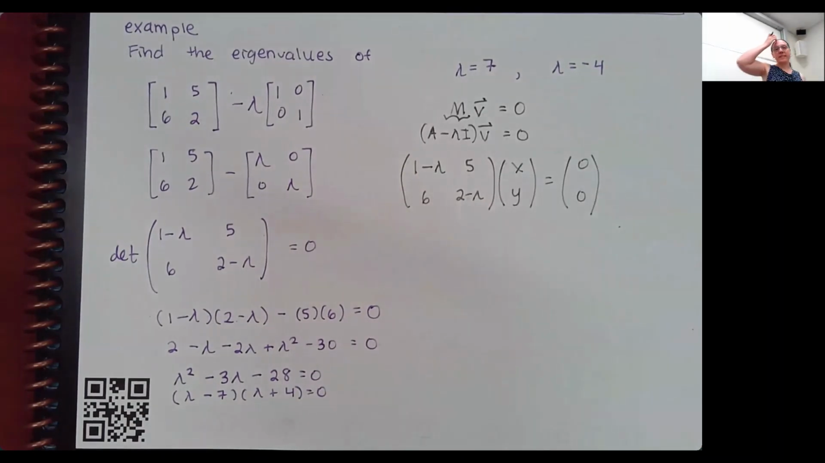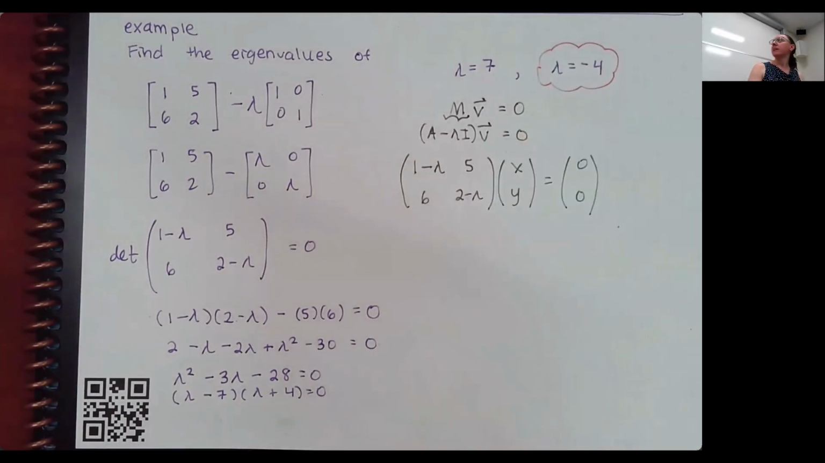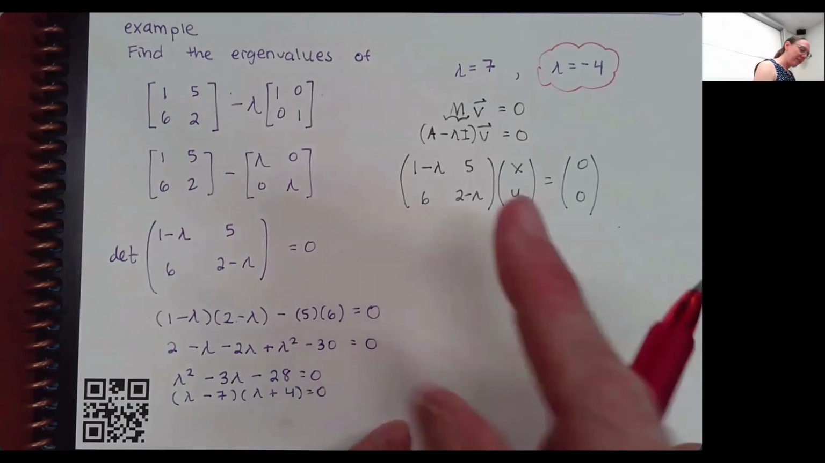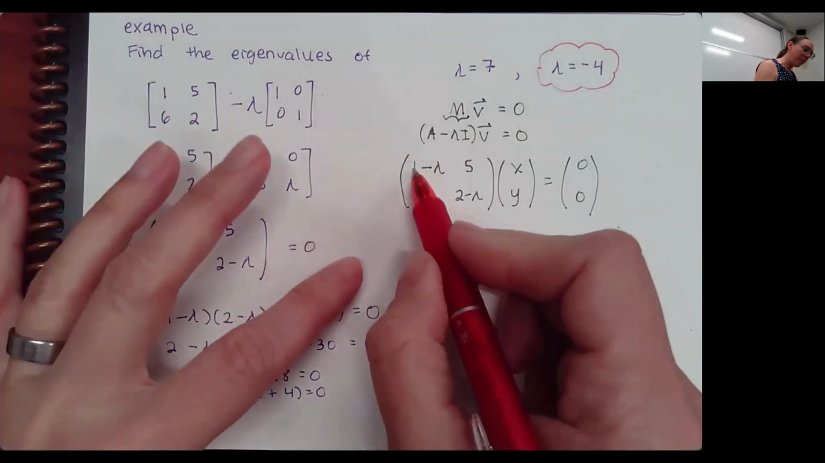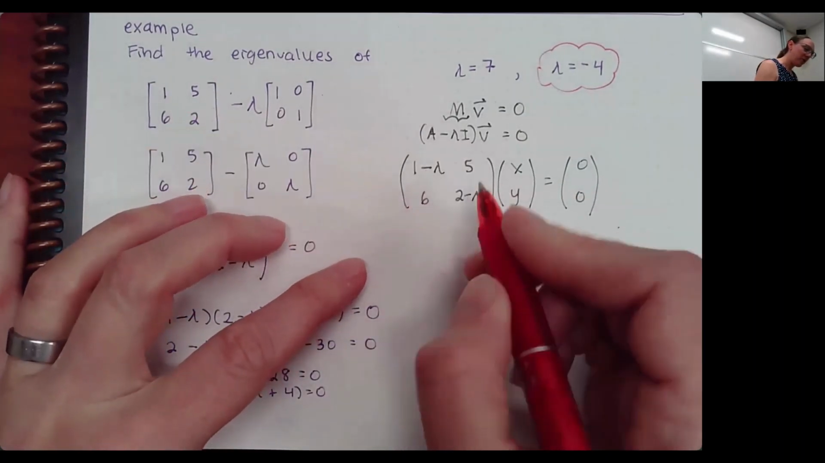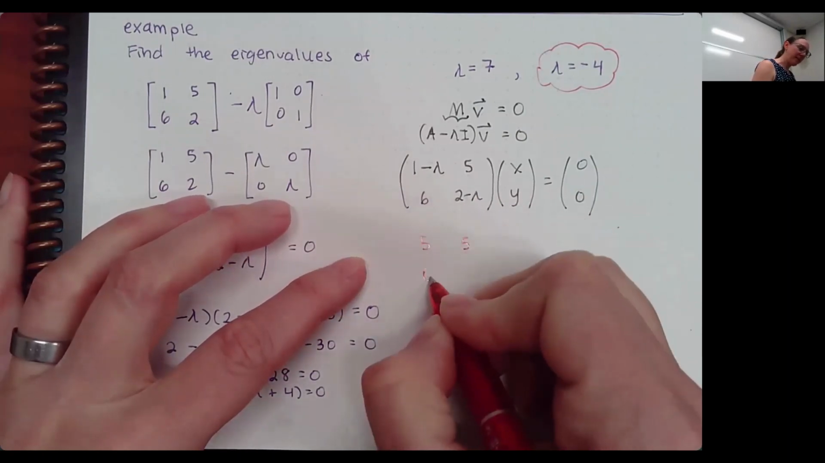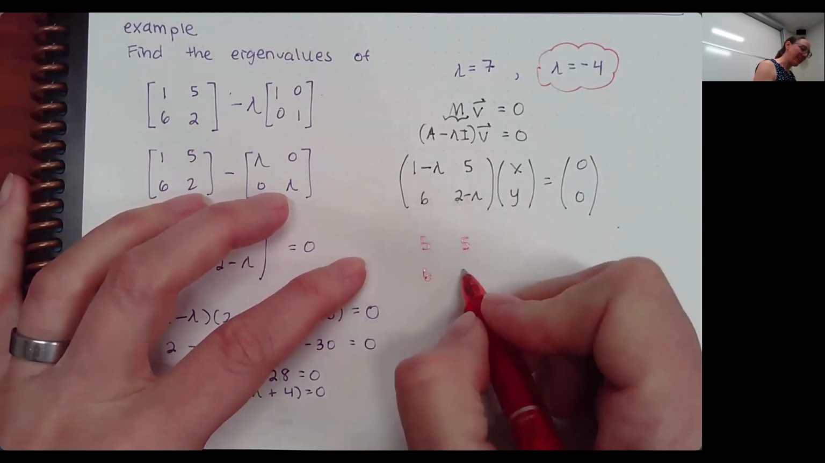So we're going to solve for these eigenvectors one at a time, meaning I'm going to stick in each of my eigenvalues. So I'm going to start by sticking in negative 4. So if I stick negative 4 in, then this now looks like, I'll try to be careful here. So I've got 1 minus negative 4, which is going to give me a 5. Nothing happens to the 5, nothing happens to the 6. 2 minus negative 4 gives me a 6.